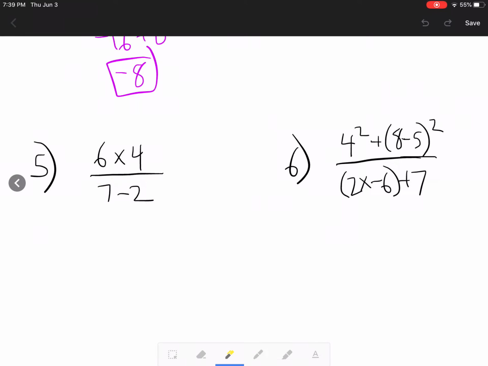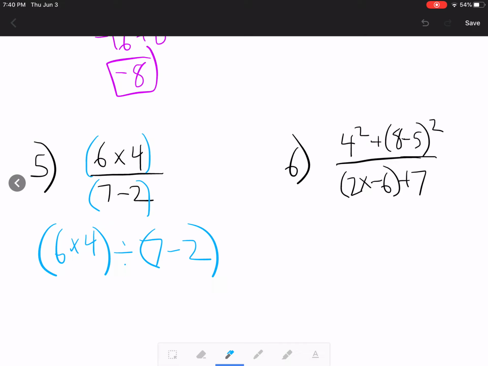Because with fractions, they essentially mean division. So another way we could think of this problem is there's parentheses around our numerator and our denominator. And so we can think of this as 6 times 4 divided by 7 minus 2, all of that in parentheses, the numerator and the denominator. Now, if you want to, feel free to write it out like this, or just focus on those numerators and denominators. You can even kind of work with them at the same time.